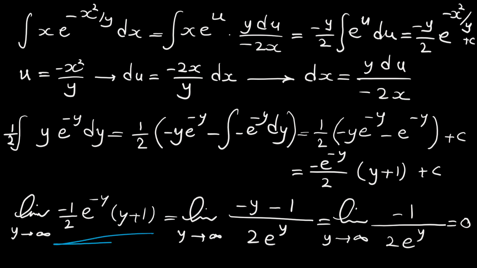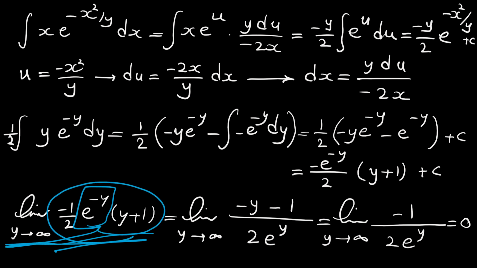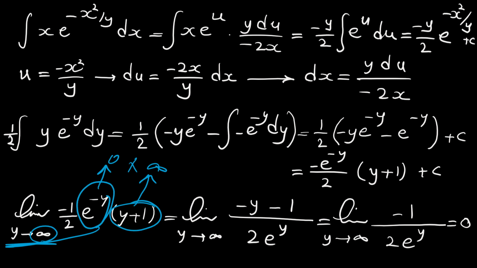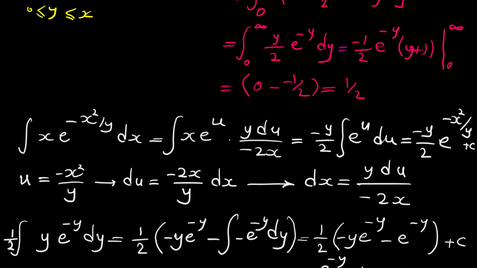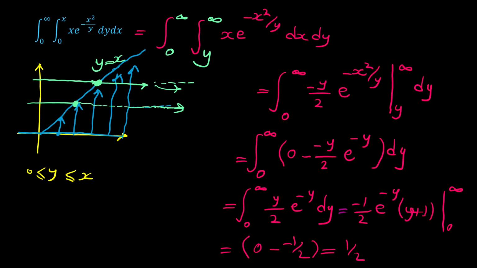Let me tell you why, just by saying this is 0, we cannot conclude this limit is 0. Because when y goes to infinity, this part approaches 0. But this bracket goes to infinity because y goes to infinity. 0 times infinity is not necessarily always 0. You have to find its limit because it is an indeterminate form. And this completes the solution of this really challenging question.